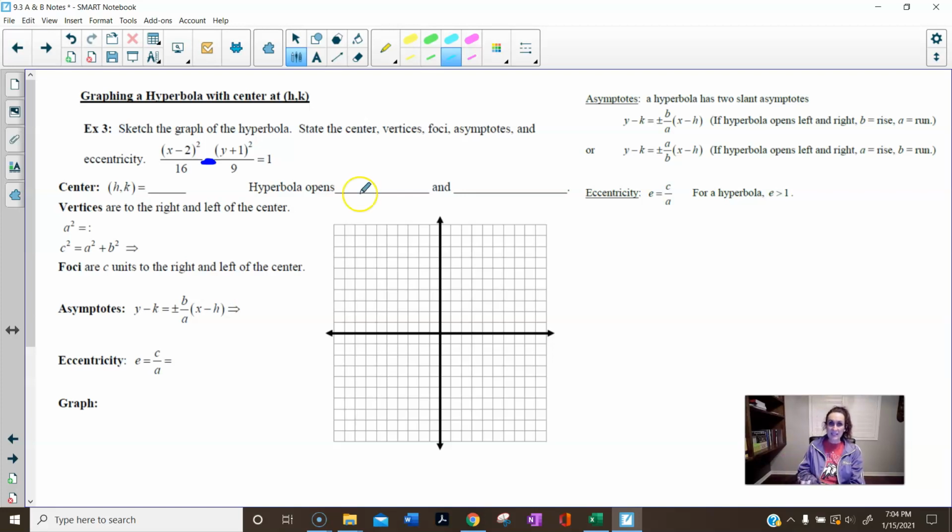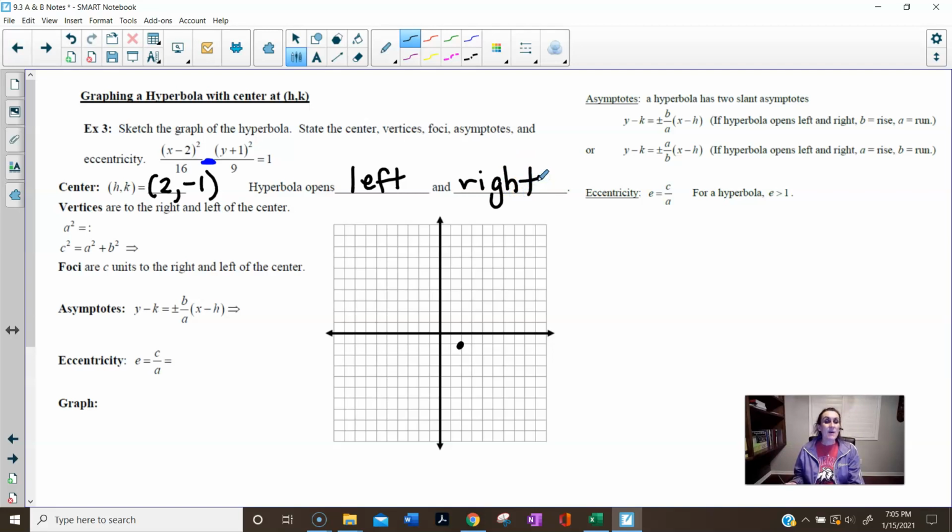Now the center is h, k. So for the center, we're going to do h, k, and so positive 2, because h's go with x's. And if it's plus 1, that's a minus 1. So negative 1 for the k. Let's graph the center. Go right 2 and down 1. That's the middle of my graph. The hyperbola is going to open to the left and it's going to open to the right. It is a surfer parabola.